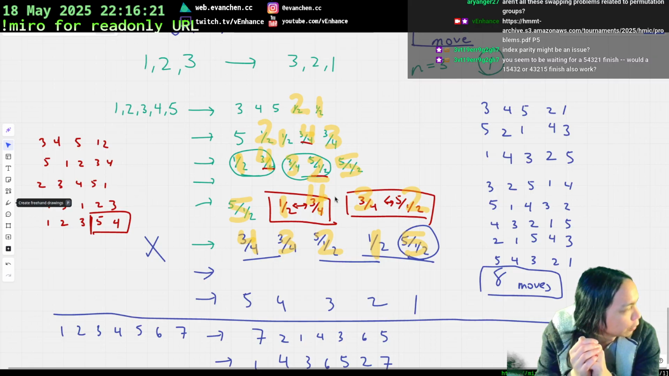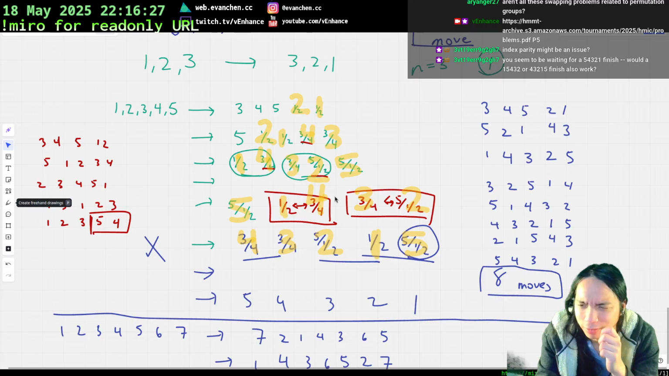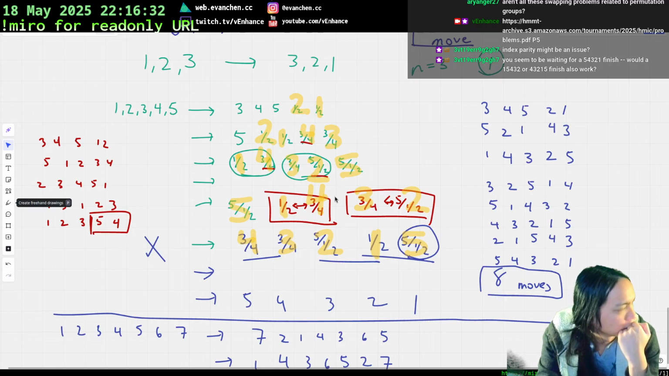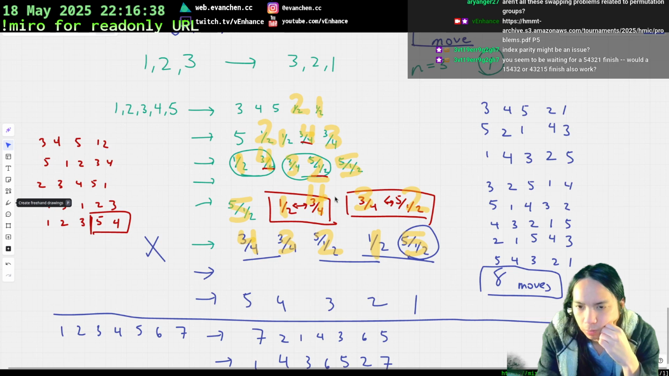Would a 1-5-4-3-2 finish or 4-3-2-1-5 finish also work? But it would be slower, right? Am I crazy? Oh, okay, 4-3-2-1-5.